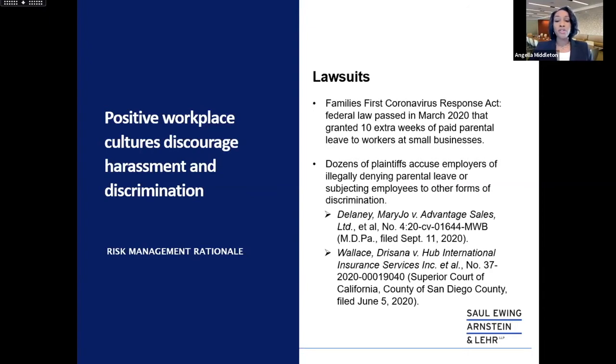Or imagine that before your termination, you ask your employer to adjust your work schedule so that you can better take care of your child who's home from school. And not only does your boss tell you no, but they tell you that if you try to take leave under the FFCRA, or the Families First Coronavirus Response Act, they will demote you or terminate you. Well, that doesn't sound like an inclusive workplace environment, right? Well, those are the allegations of 2 cases, Delaney versus Advantage Sales and Wallace versus Hub International Insurance Services. Both cases were filed last year in Pennsylvania and California, respectively.